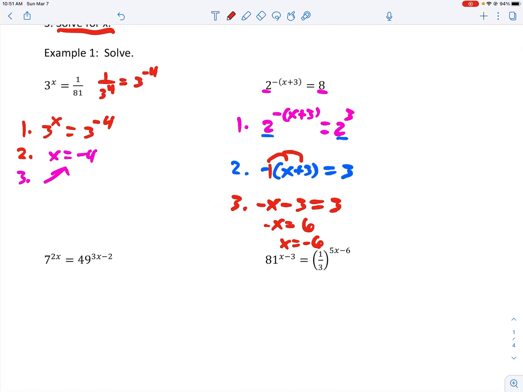So same 3 steps. Step 1, rewrite the bases on each side to be identical. Step 2, drop the bases. Step 3, solve.